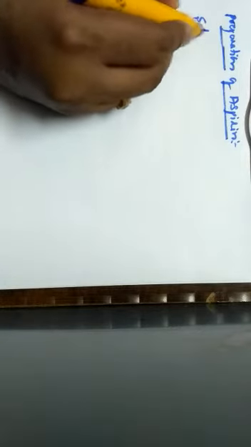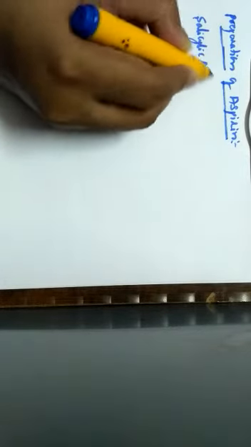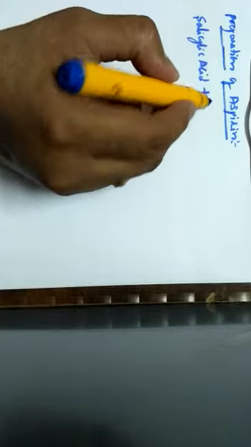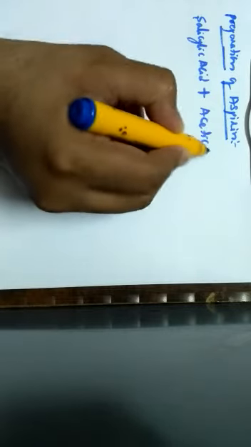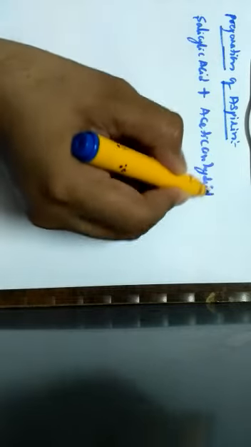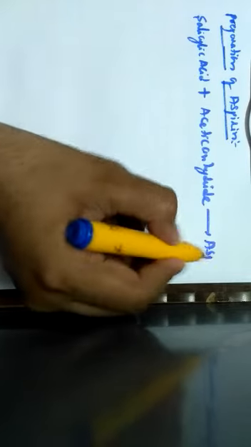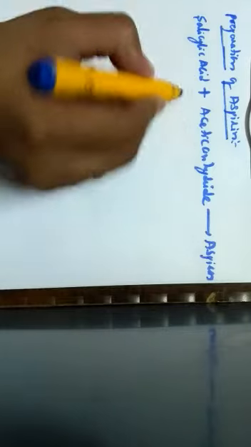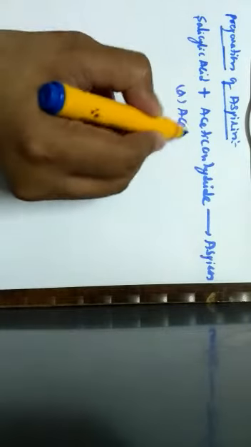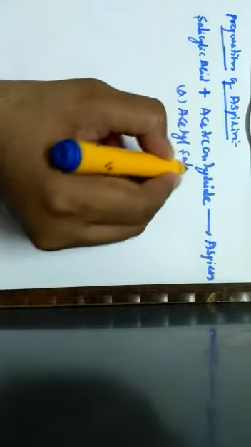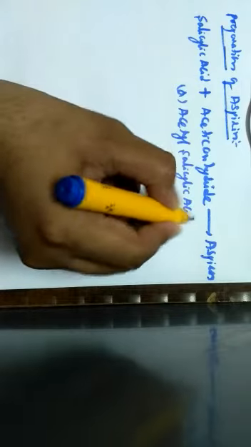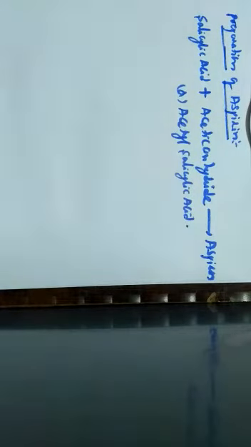So let us discuss the next chemical reaction, that is the preparation of aspirin. Aspirin can be prepared when salicylic acid is made to react with acetic anhydride. When salicylic acid reacts with acetic anhydride, we get a compound called aspirin. This aspirin can also be called acetyl salicylic acid, so you can call it either aspirin or acetyl salicylic acid.